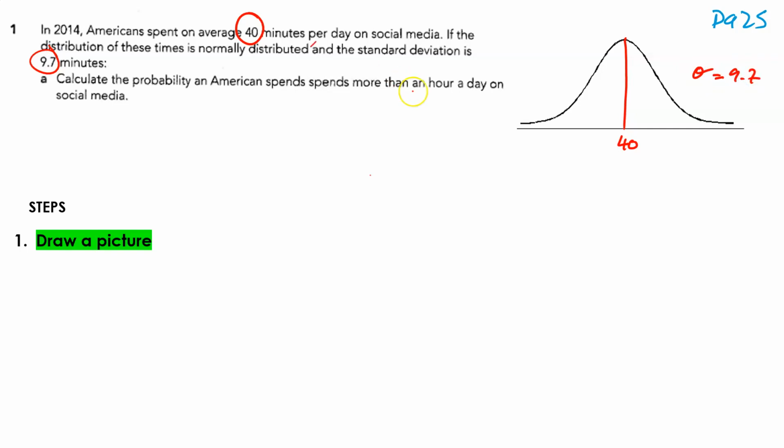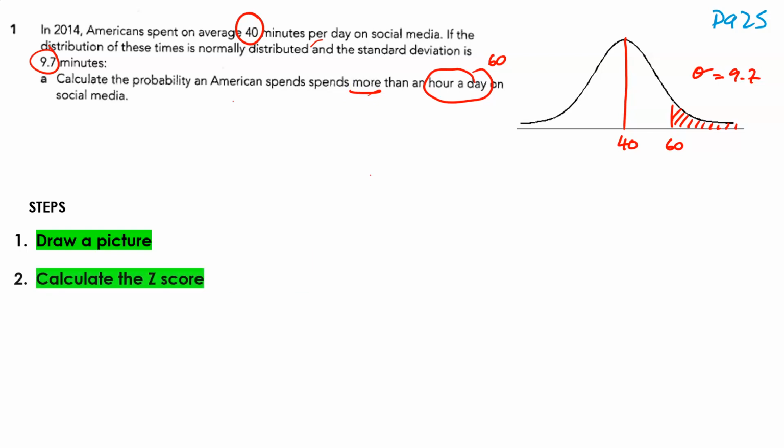The other thing is that we want to look at more than an hour a day. So that's 60, which means 60 must be here somewhere. And we are looking at more than an hour a day. So that's the area above.